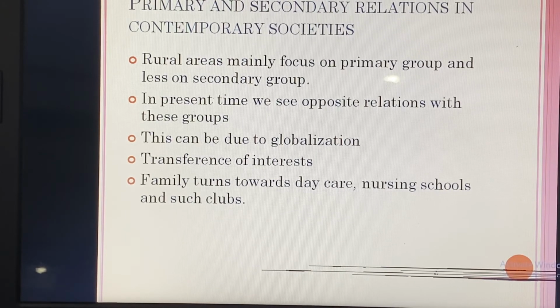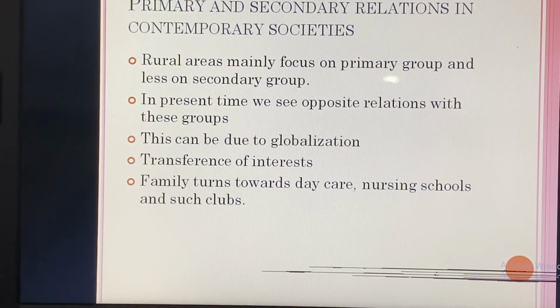Then there is transference of interest, that might be our interest or our values having transferred from primary groups to secondary groups. The things which the primary group is lacking, we find in the secondary group. That is why we have shifted our main focus to the secondary group. Maybe these can be the reasons.